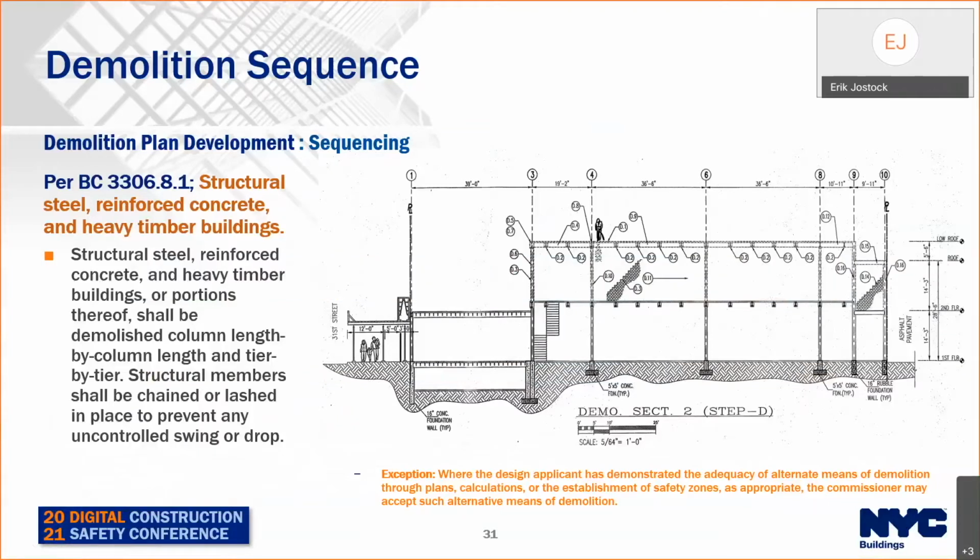BC 3306.8.1, structural steel, reinforced concrete, heavy timber buildings. They shall be demolished column length by column length, tier by tier. Structural members shall be chained or lashed in place to prevent any uncontrolled swing or drop. So you're not permitted to drop beams, steel on the floor.